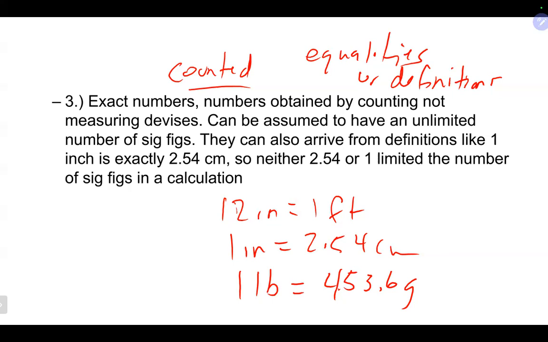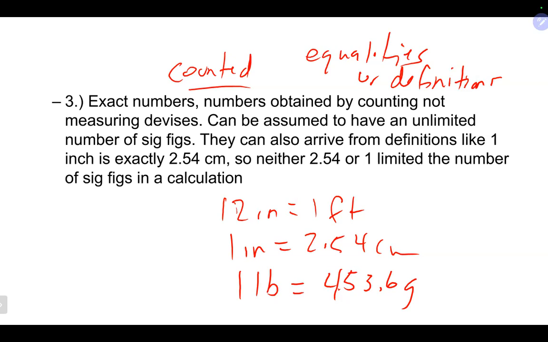Really where this comes into play is what we're going to talk about in just a second, which is when you are doing calculations and you want to give your answer to the right number of significant figures, if it is considered an exact number, you pretty much don't have to worry about it. So you ignore it, even though it's in the calculation. You don't have to worry about how many significant figures an exact number has when determining how many significant figures your answer should have.